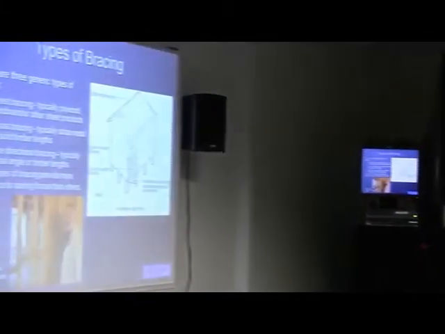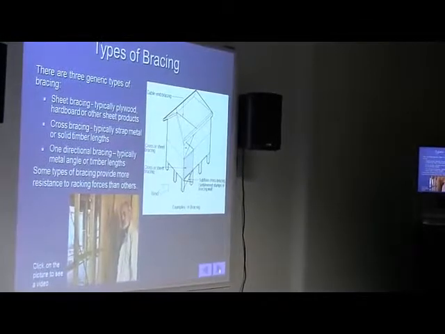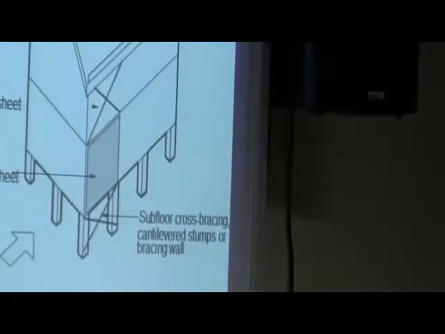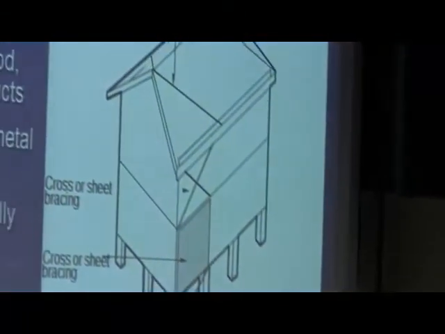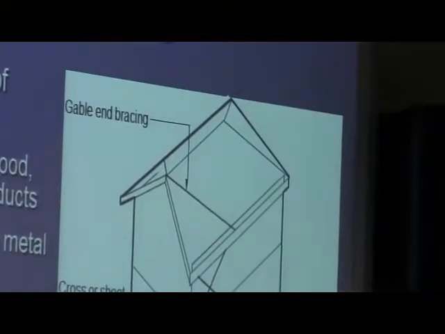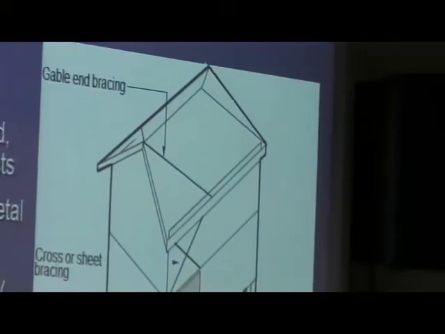Okay, so these are just different types of bracing: sheet bracing, cross bracing, roof bracing, and subfloors. If the subfloors require bracing, they can have cross bracing as well. Probably don't see very much of that.